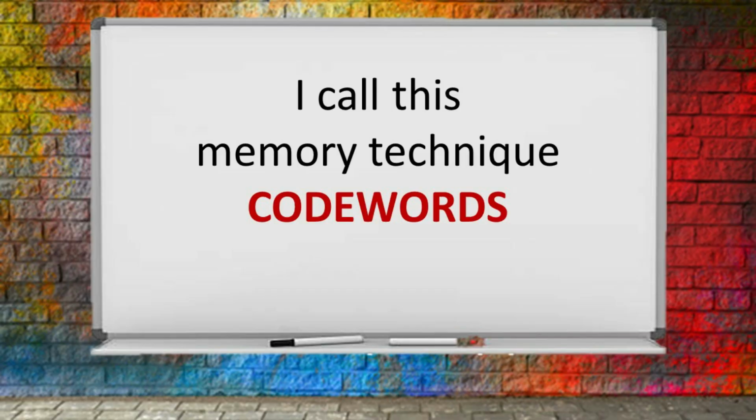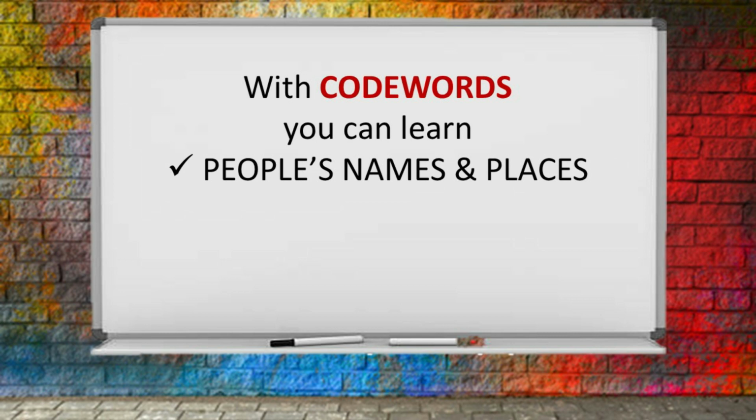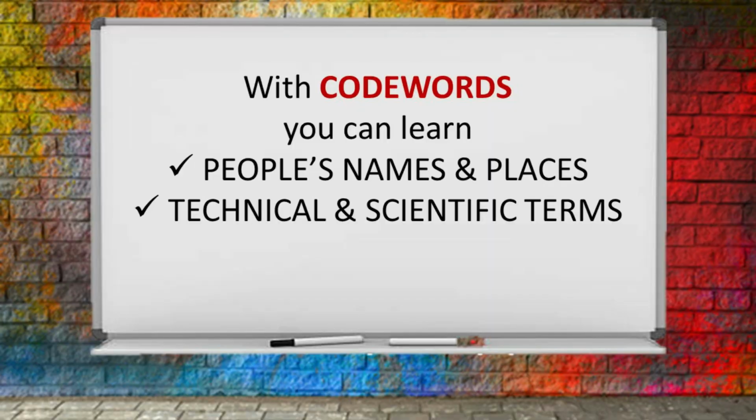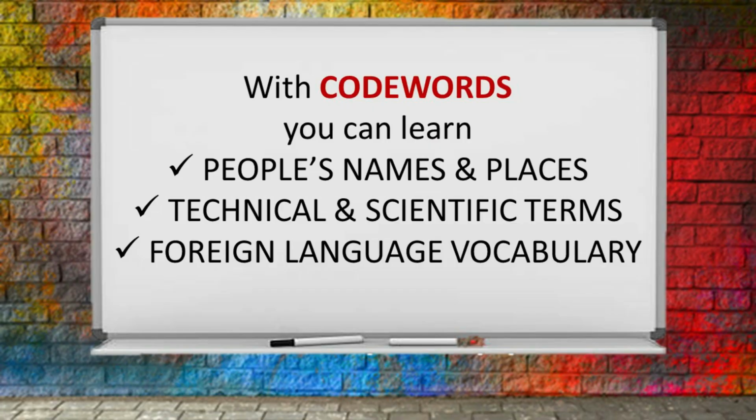I call the memory trick to recalling all new vocabulary code words. Using code words, you'll be able to learn the names of people or places that have difficult or unfamiliar names. You'll remember technical and scientific vocabulary. And in this video, you'll get words from a whole bunch of different foreign languages. Now, the trick is that these code words are mental cues to enable you to change the difficult thing you wish to remember into something that's easy.